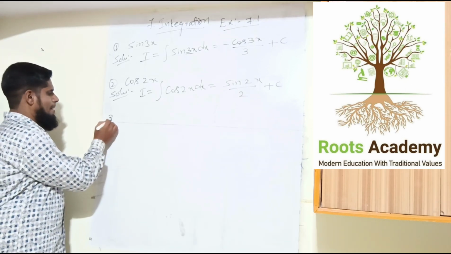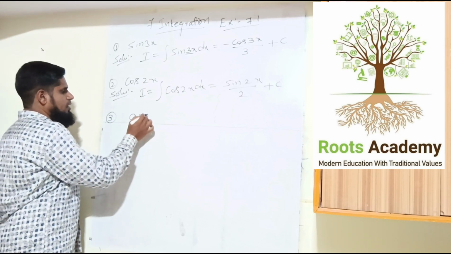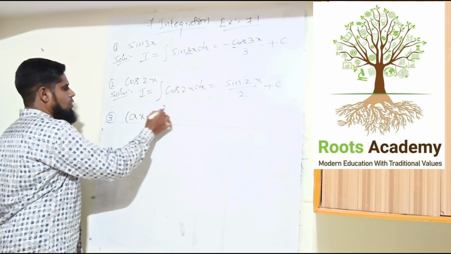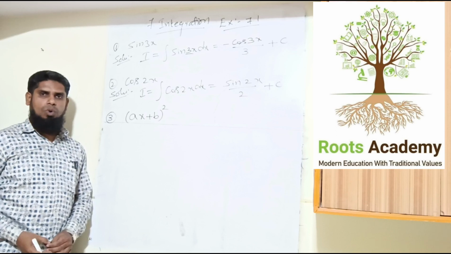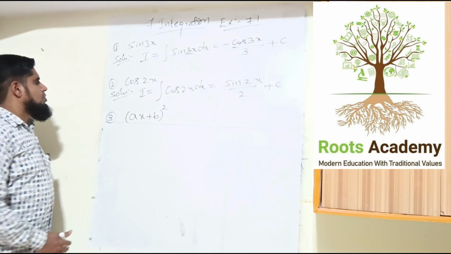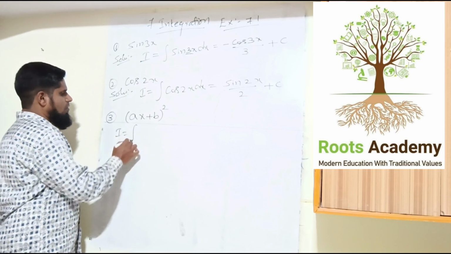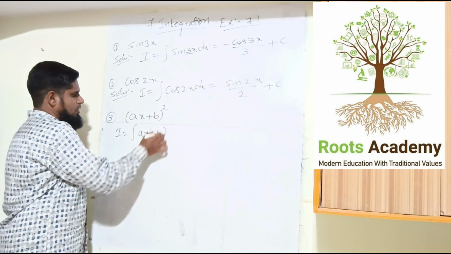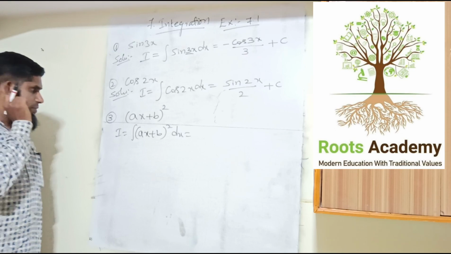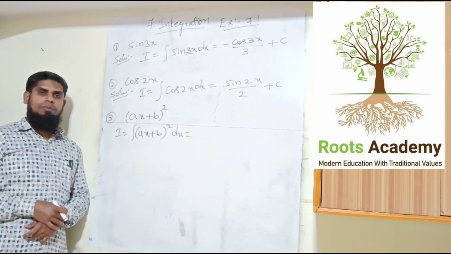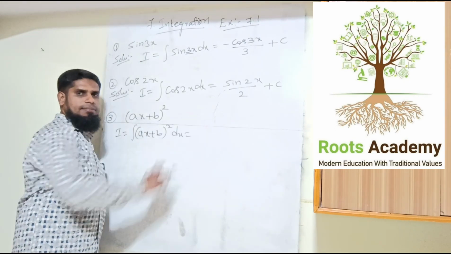Next, find the integral of (ax + b) whole square. We should find the integral of (ax + b) whole square. Student, here the integral of (ax + b) whole square dx is equal to... First, we will apply the formula of (a + b) whole square. Then we will integrate term by term.